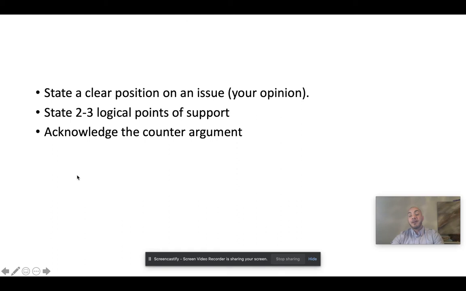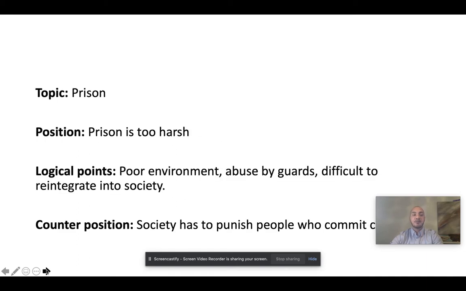Finally, you're going to acknowledge the counter argument, or acknowledge those who might disagree with you, in your thesis statement. While this is not necessary, it does make for a more sophisticated or stronger thesis statement. So I'm going to show you how to combine all 3 of these things to write very clear thesis statements.